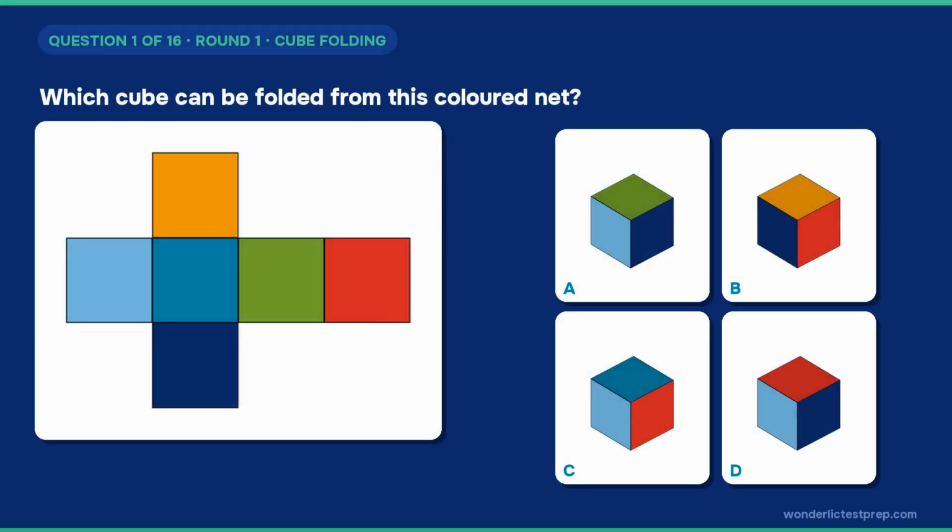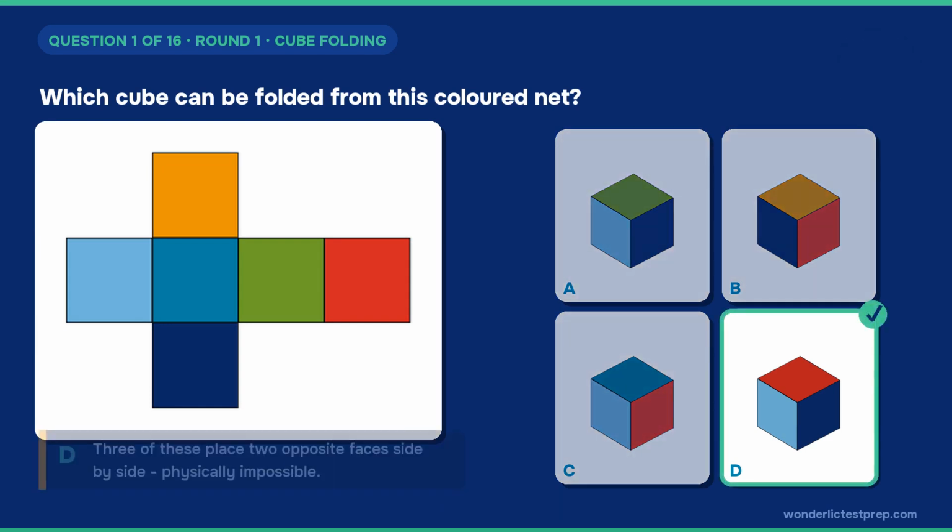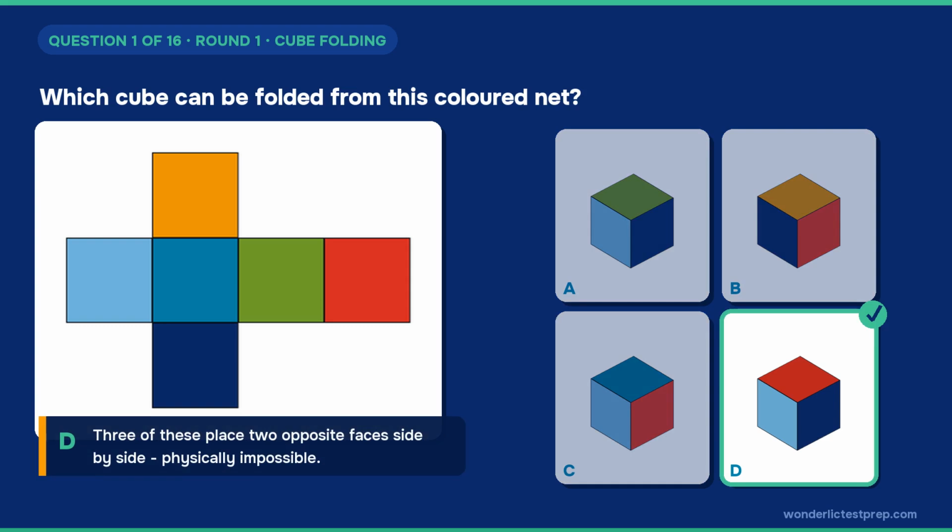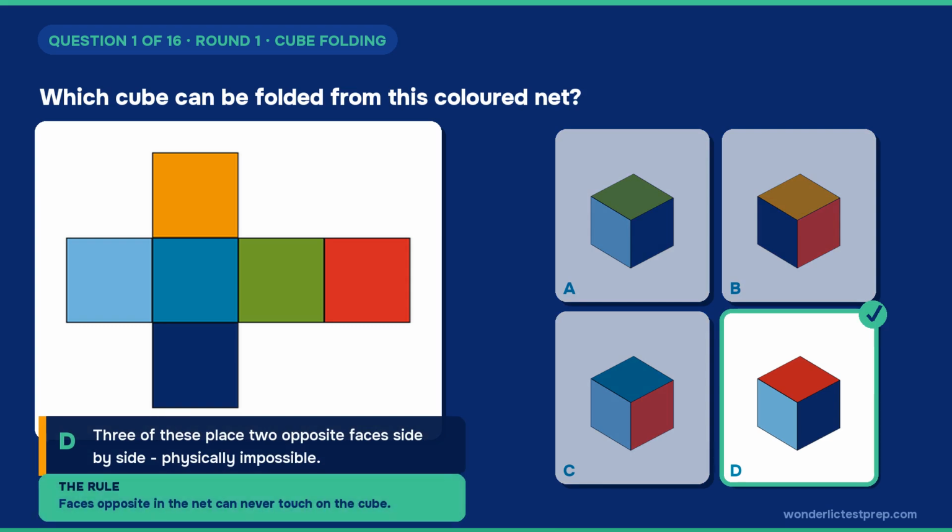Question 1. Which cube can be folded from this colored net? 10 seconds. D. 3 of these place 2 opposite faces side by side, physically impossible. The rule, faces opposite in the net can never touch on the cube.